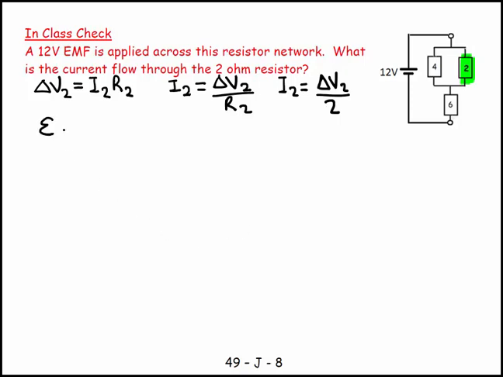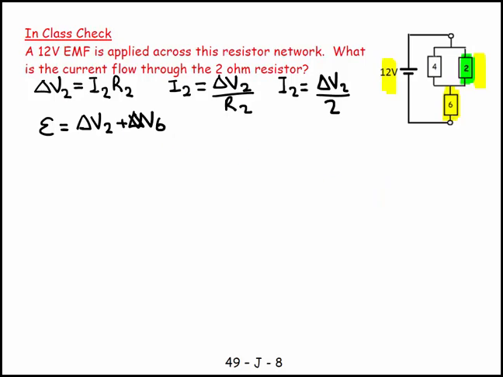My EMF, that's the 12 volts, is equal to my voltage across the 2 plus the voltage, delta V, across the 6. I'm basically saying this voltage here plus that voltage there equals that voltage there. Well, why not the 4 ohm resistor?